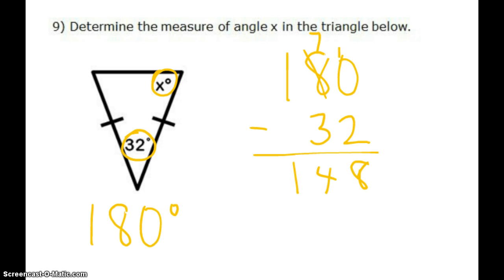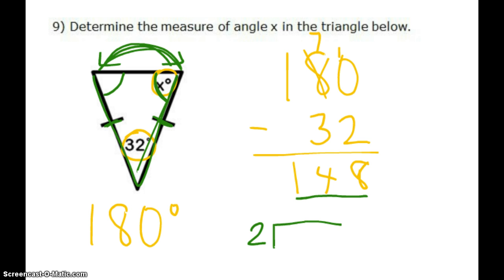Now, let's think about what type of triangle this is. We see these hash marks right here. This is an isosceles triangle. It has two congruent sides. So if it has two congruent sides, then these base angles here are also congruent. So that means that both of these angles have to have the same value. So between them, if their total value is 148, we can divide 148 by 2 and get 74. So the value of each angle is 74 degrees.